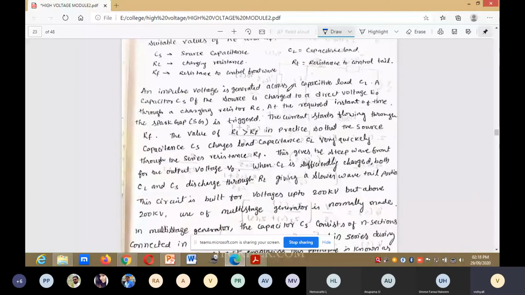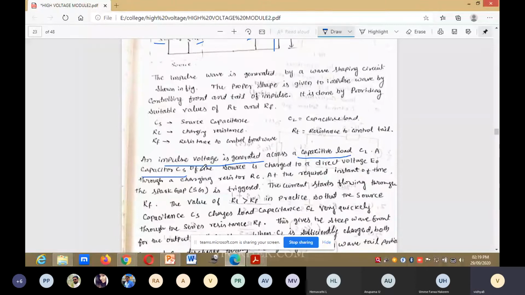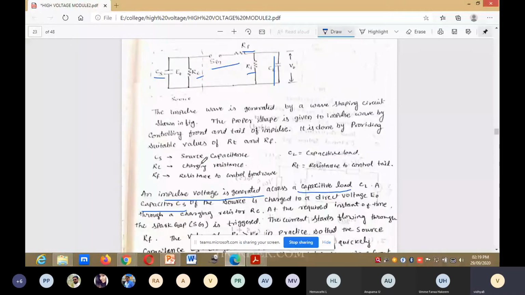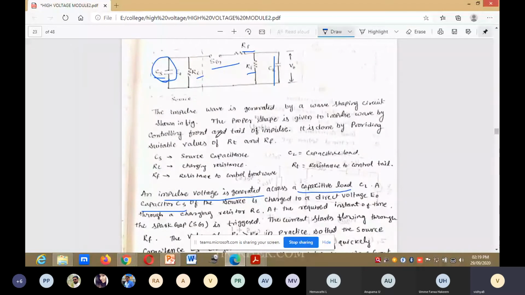An impulse voltage is generated across a capacitive load CL. The capacitor CS of the source is charged to a direct voltage E0 through a charging resistor called RC. So what happens here? The impulse voltage is generated across the capacitive load. The source capacitor CS is charged to a direct voltage E0 through the resistance RC.